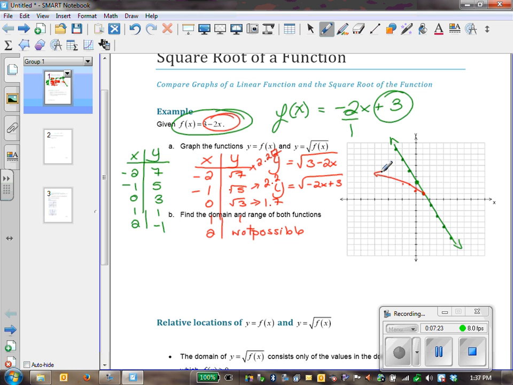Is this supposed to be straight? No, remember that all these graphs are curved. Radical. And you're starting to look like mine, that's never a good thing. So we're missing a point though. Not possible. It's not possible.